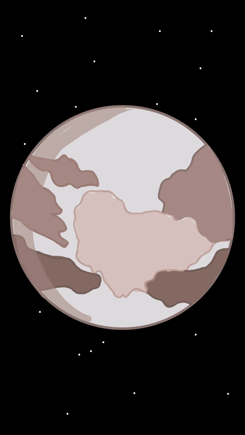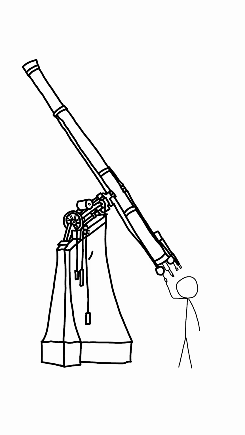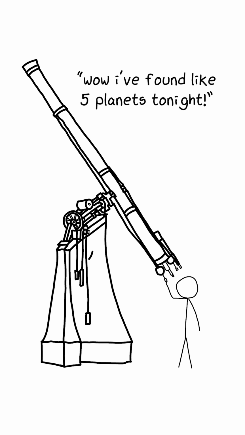In 2006, Pluto was demoted from planet to dwarf planet. But Pluto wasn't the first to lose its status. Planetary demotions have happened for centuries.